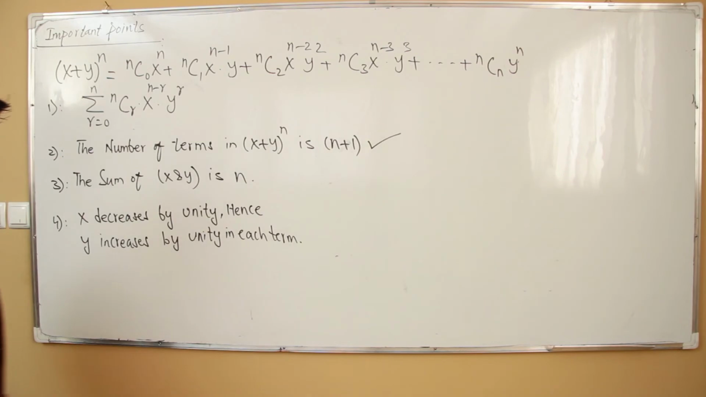We had some important points. The first one, we use that notation. The second one, how many terms do we have? We have n plus 1 terms, and the summation of the powers of x and y is n, and x decreases by what? Unity. Hence, y increases by unity in each term. Write it, please.